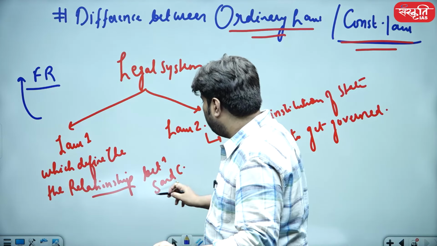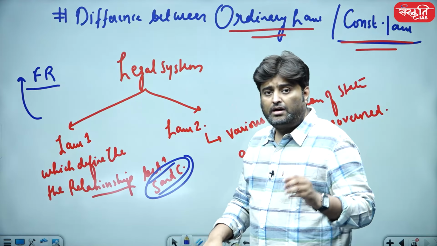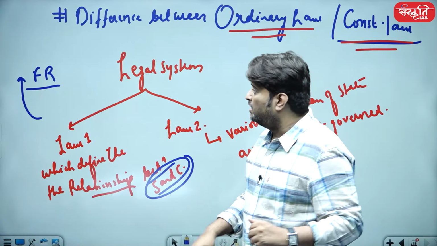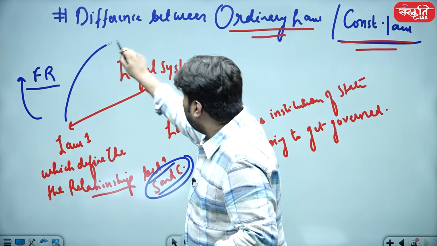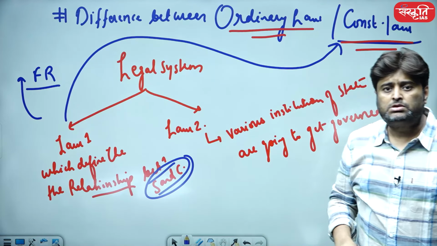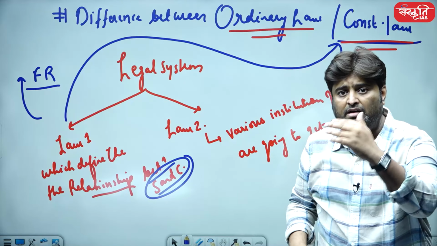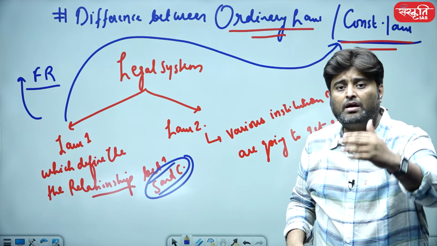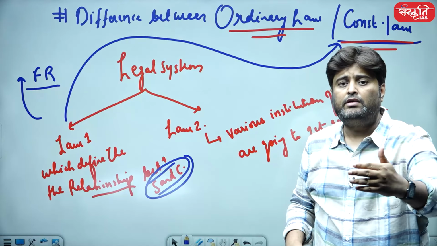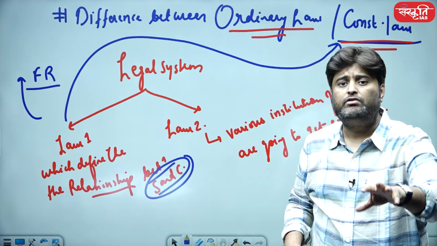So the relationship between state and citizen is primarily the hallmark of constitutional law. So why do we need constitutional law? We need constitutional law which will make sure, it will instruct the state to make sure the rights of individuals, duties of individuals, and of course various different types of liberty and freedom of individuals are going to be there.